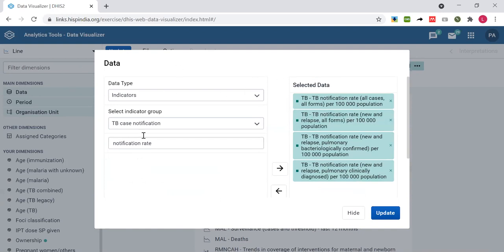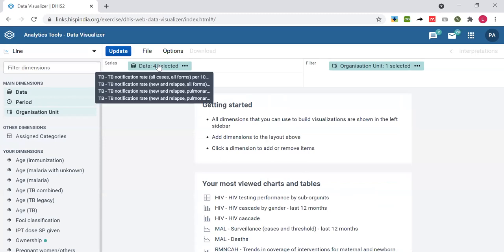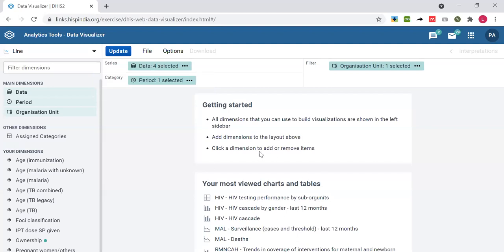Now this data dimension is done. I have two options. I can click on hide or I can click on update. The difference is if I click on update, it will actually update the visualization. If I click on hide, it will select and it will not visualize anything. So I click on hide and keep it just like that. When I have the mouse pointer there, I can see that the four items have been selected, but the visualization is not yet there. I will just keep it there. And when I did that, it has automatically gone to the series.